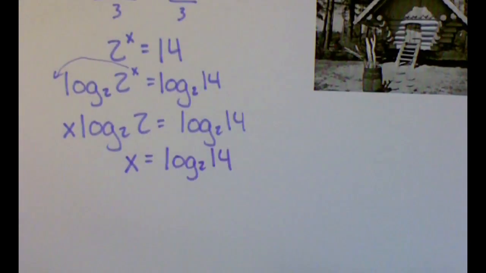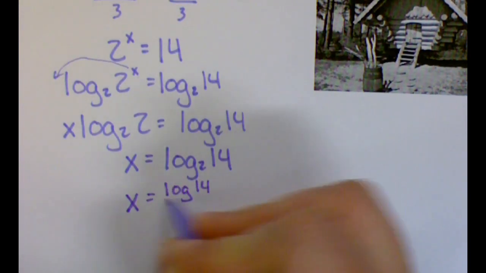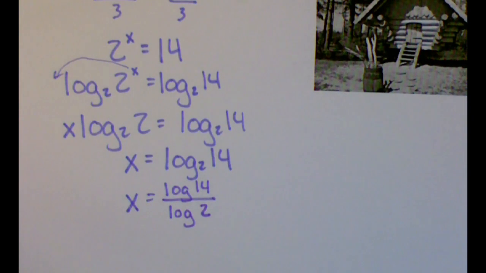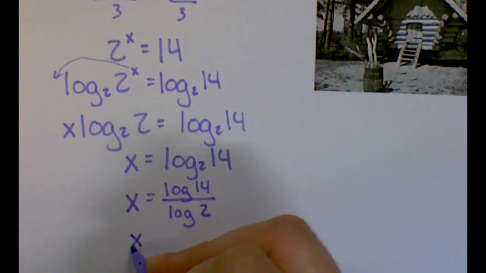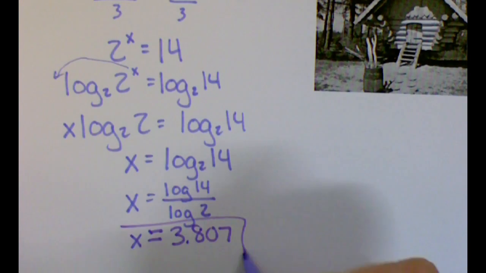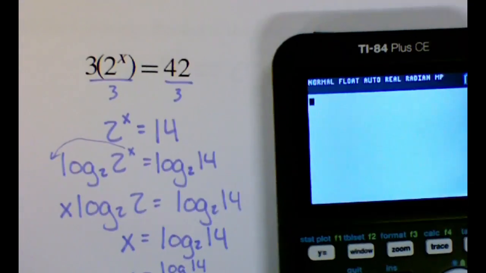And to figure this out, we use change of base: common log or natural log of 14 over the same log of the base, which is 2. So let's see here. Log of 14 divided by log of 2. X is about 3.807.